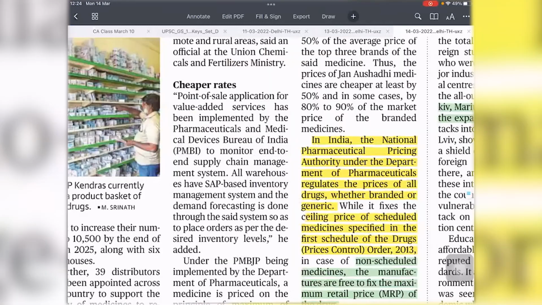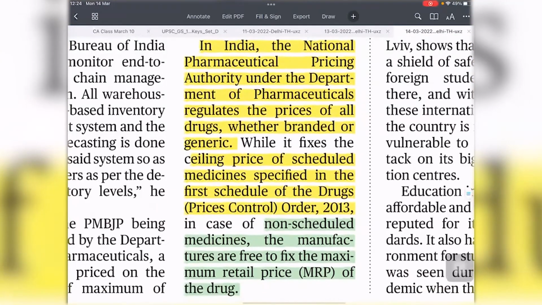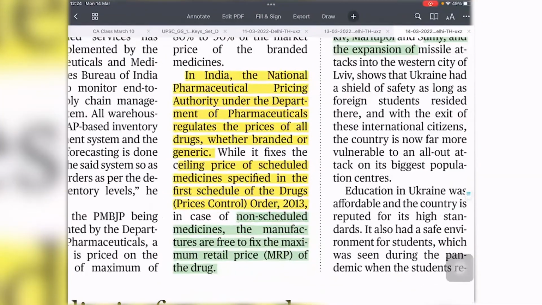So that is one. Second thing is, you must be knowing this, but just as a revision, in India, the National Pharmaceutical Pricing Authority (NPPA) is the one who decides the prices. Both generic and branded are regulated by NPPA. That is point number one. Second thing, only medicines within the scheduled list are covered under this NPPA. Unscheduled do not have a cap. There is a previous question related to drugs in UPSC, so this becomes important.